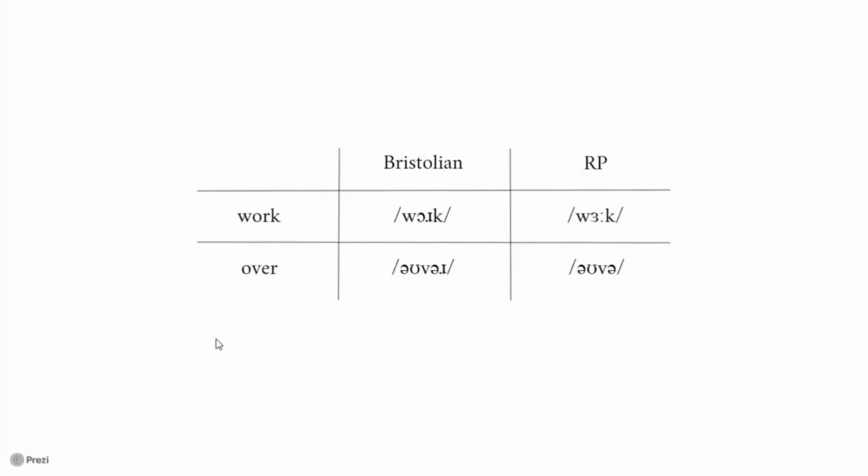Similarly with the word over. In received pronunciation, we can hear the mid-central vowel. Over. While in Bristol accent, there was mid-central vowel and post-vocalic alveolar approximant.